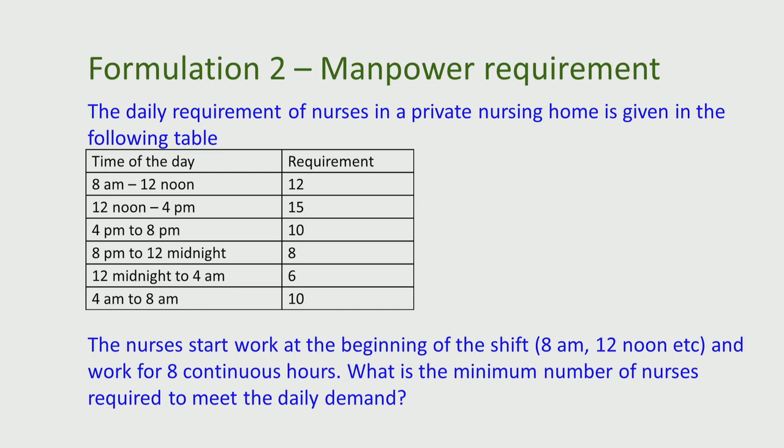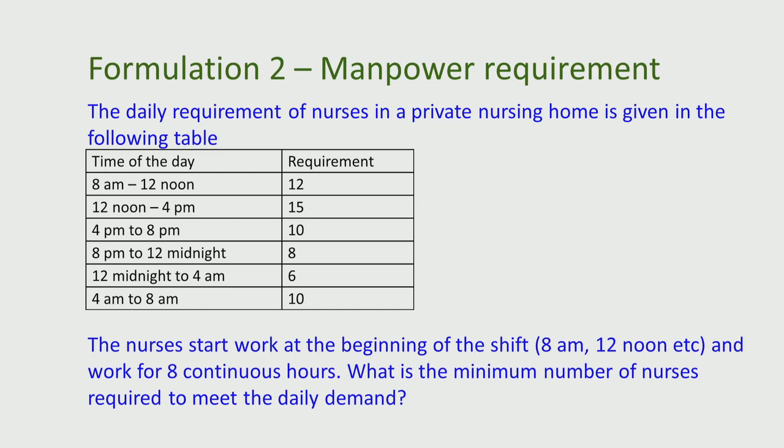We also make an assumption that a person who starts working at 8 a.m. works in the slot 8 a.m. to 12 noon as well as in the slot 12 noon to 4 p.m. Again, a person who starts working at 8 p.m. would work in the 8 p.m. to 12 midnight slot as well as in the 12 midnight to 4 a.m. slot.